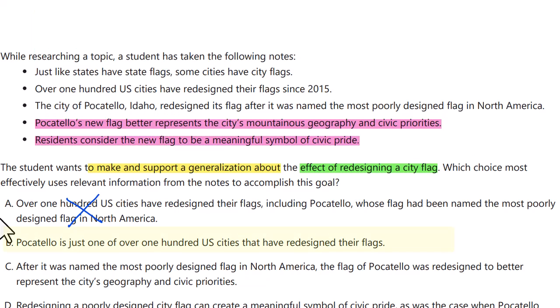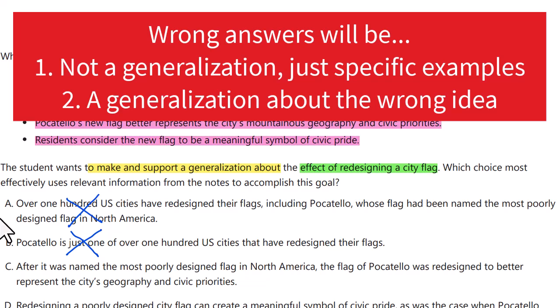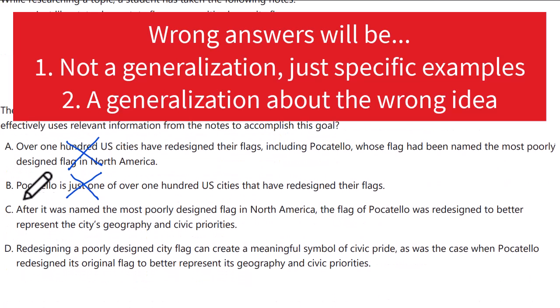So A does not achieve that goal. Pocatello is just one of 100 cities that have redesigned their flags. This is a specific detail. It is not a generalization. So wrong answer choices are going to fall into two broad categories. It's not a generalization, it's one of the specific details or examples. Or it's a generalization, but not the generalization you want from the identified goal in the question prompt. Okay? Those are the typical wrong answer choices we're going to find.